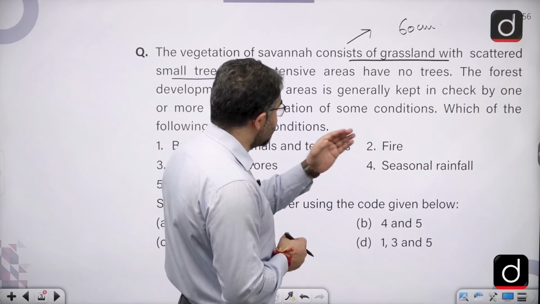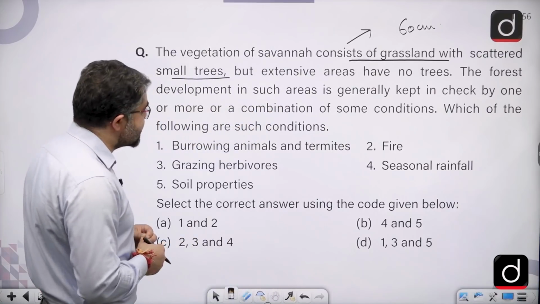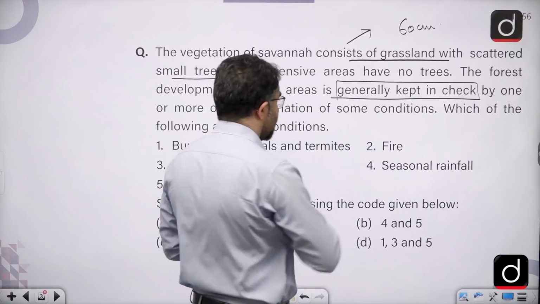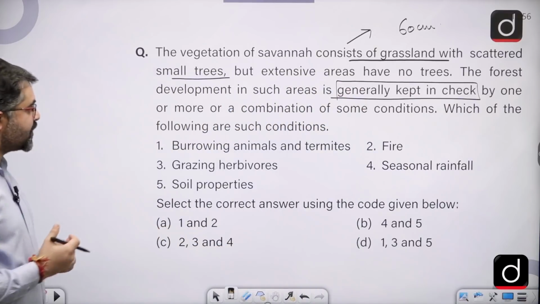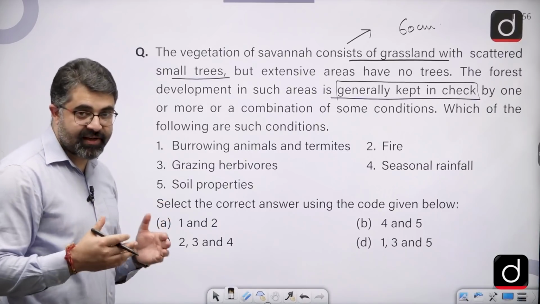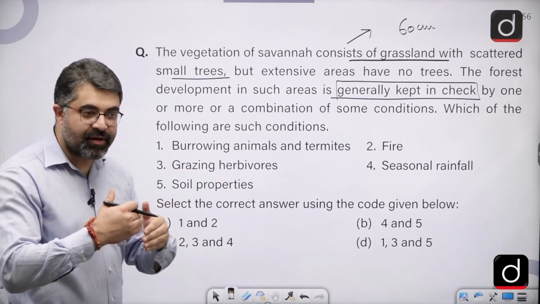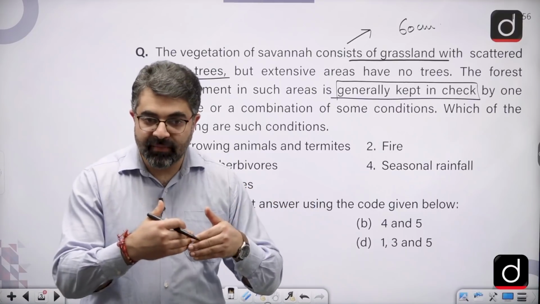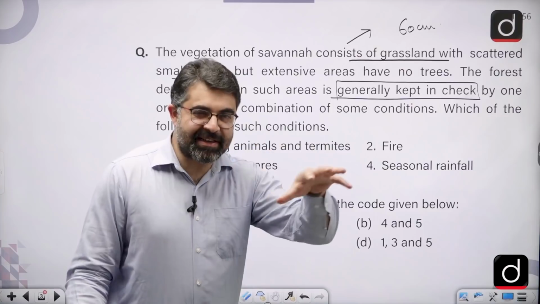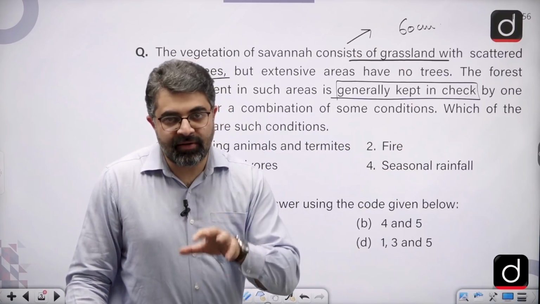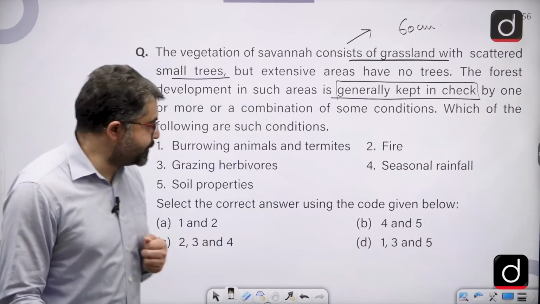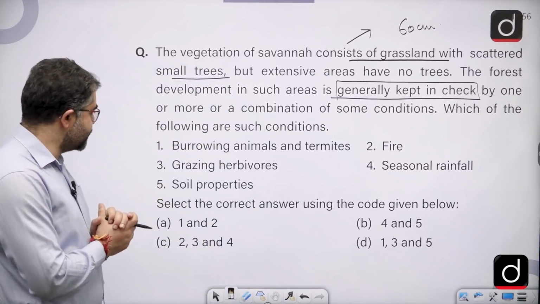Then the next part: forest development in such areas is generally kept in check by one or more or a combination of some conditions. Which of the following are such conditions? So forest growth is checked. That means the forest cover is not too long. It is not a continuous canopy for 1 hectare, 2 hectares, or maybe more than that. So there are scattered trees with tall dry grasses. So what are those combinations? The question is understandable, it's easy.